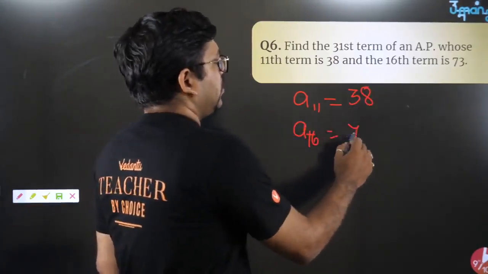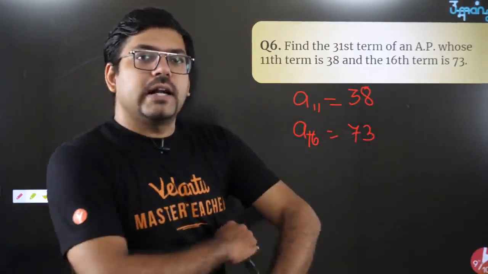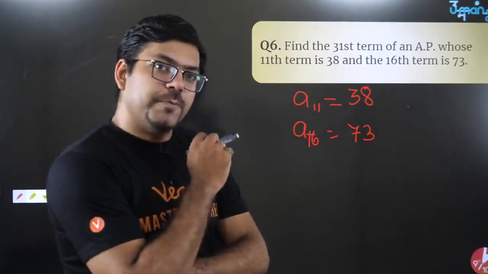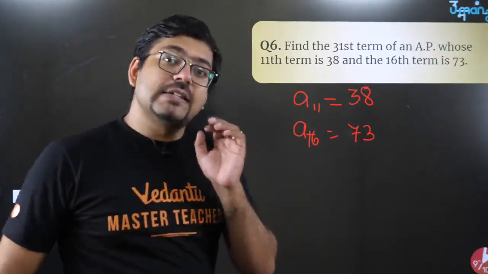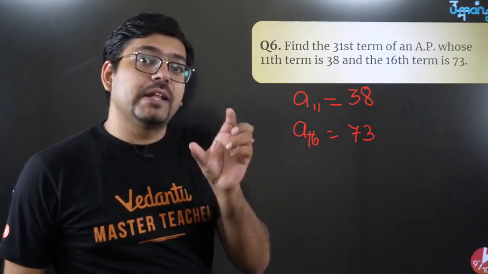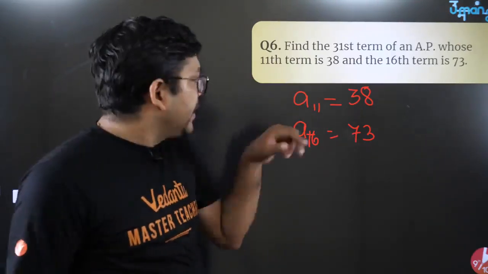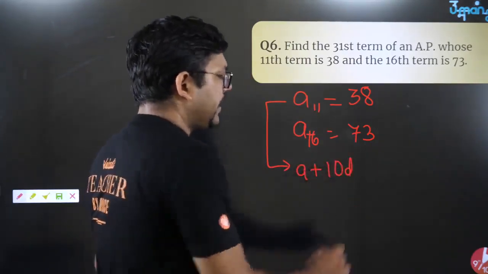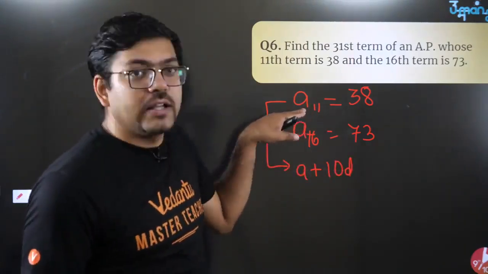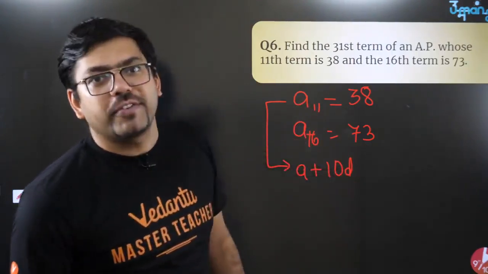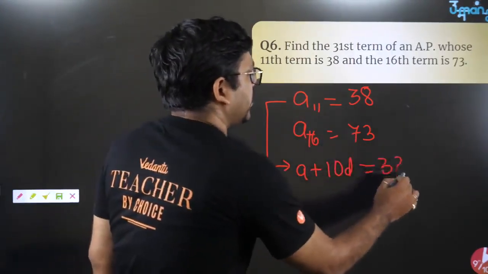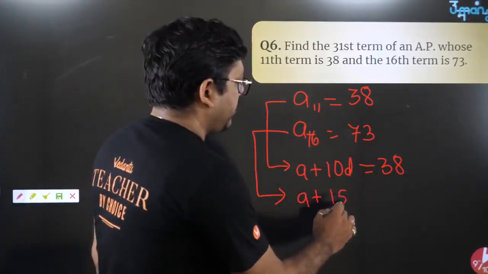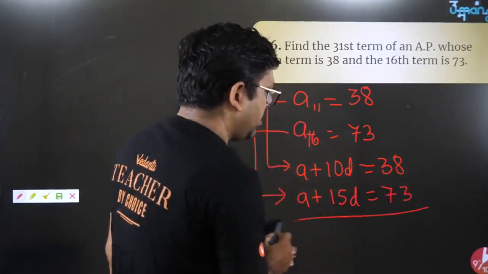Do you remember that at the start of today's session, I already developed the formula? We learned one concept: whatever the term number is, we multiply the common difference by 1 less than that. So if this is the 11th term, I will write it as a plus 10d. Why 10? Because 1 less than the term number is multiplied with the common difference, and this will be equal to 38. Similarly, a16, so here I would write a plus 15d equals 73.